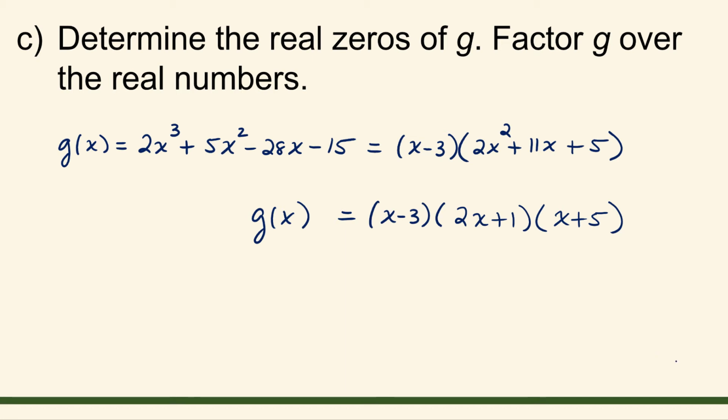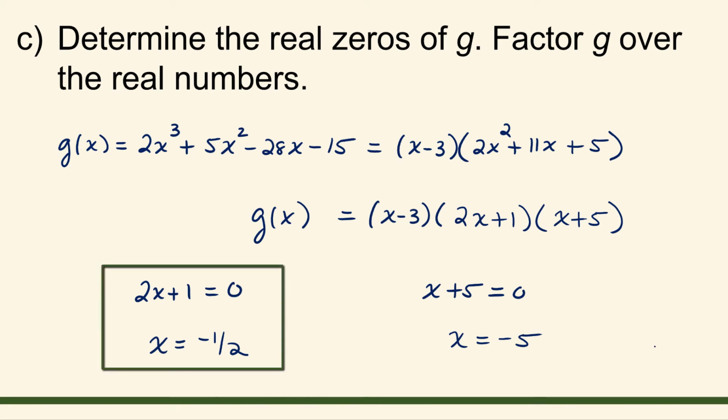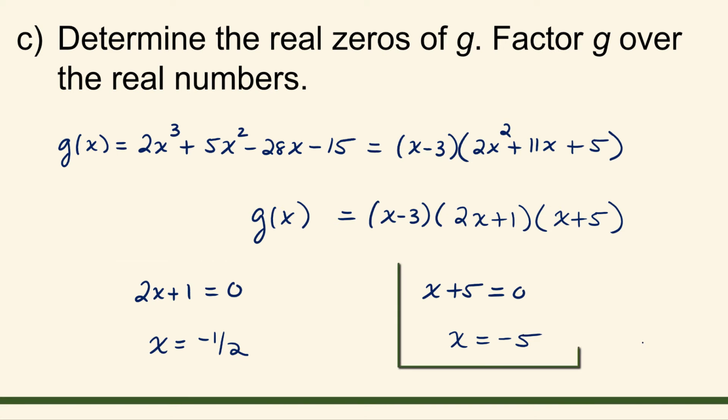Earlier, we already concluded that 3 was a zero of g of x. To find the other zeros, we will now set the other two linear factors, 2x plus 1 and the factor x plus 5, equal to 0 and solve. Setting the factor 2x plus 1 equal to 0, we will get x is equal to negative 1/2. Setting the factor x plus 5 equal to 0, we will get x equals negative 5.